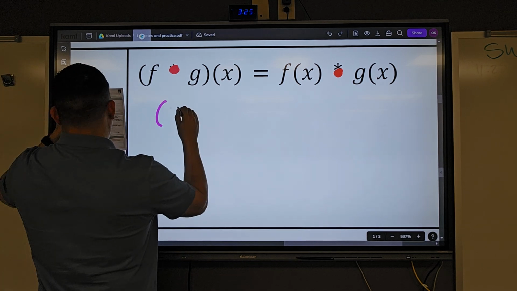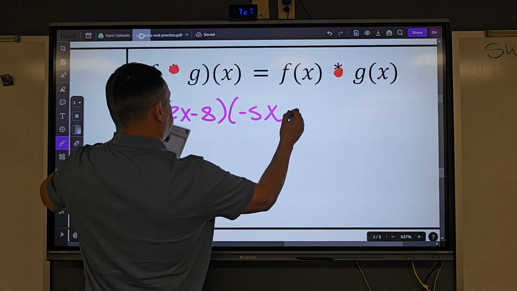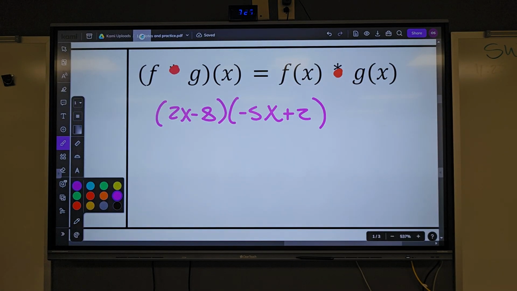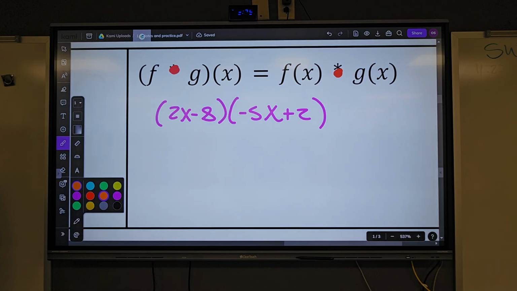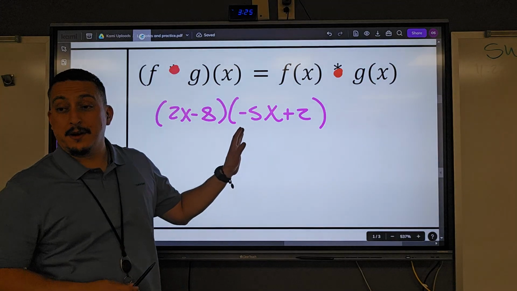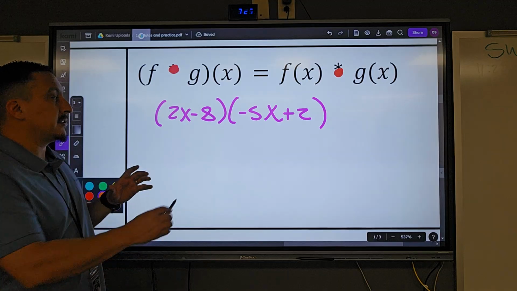So, 2x minus 8, and 5x plus 2. Okay, so this is how you multiply two binomials, you put parentheses. You might have learned FOIL, first, outside, inner, last, I think is what it stands for. I don't like to use FOIL because FOIL doesn't work if there were 3 parts or 4 parts, like a trinomial. So here's how I do it.